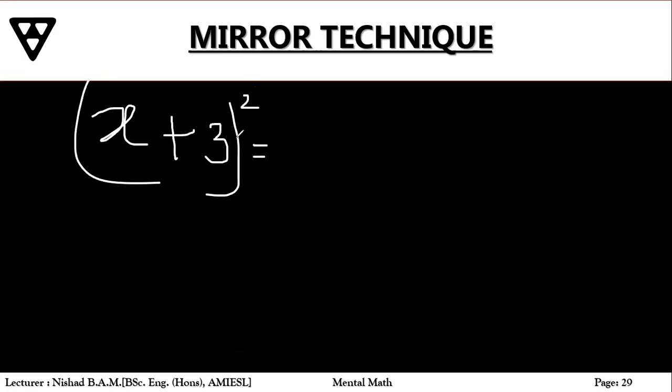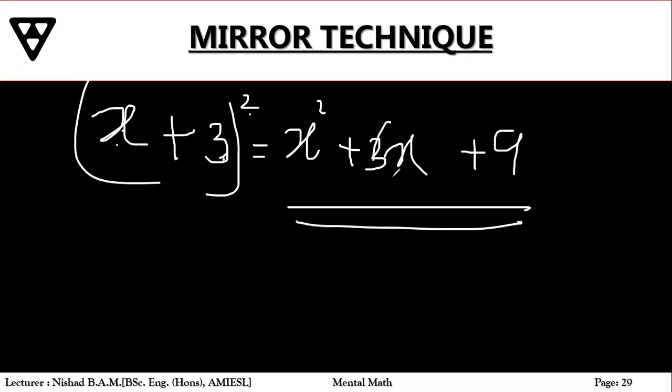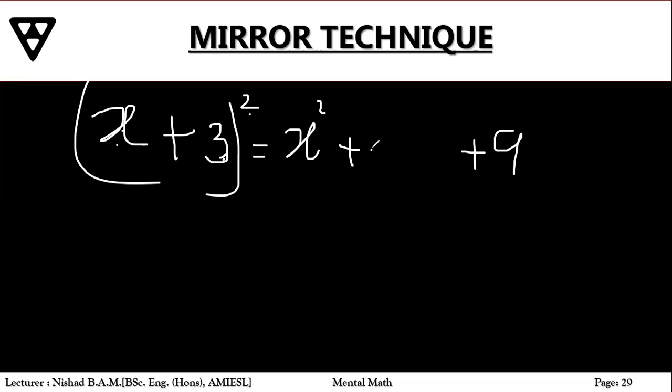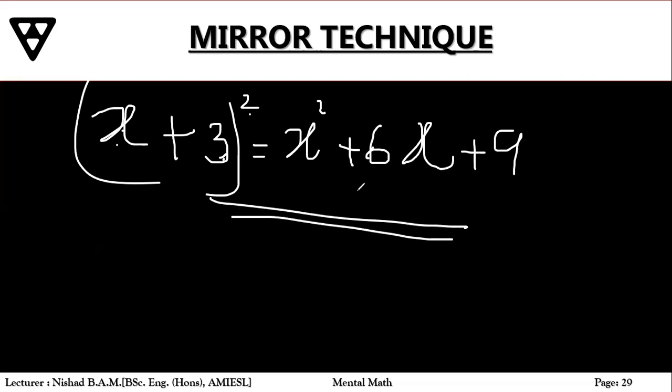Maybe let me provide you another example. (x plus 3) squared, how much will it be? x square, okay. 3 square will be 9, plus 9. And then 2 times x times 3, how much? 2x times 3, it will be plus 3x, sorry, 6x. 2 times x, 2x, times 3, it will be 6x, right? So it will be 6x. This is the answer, right?